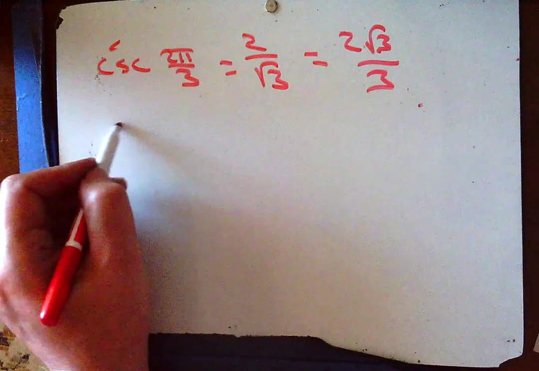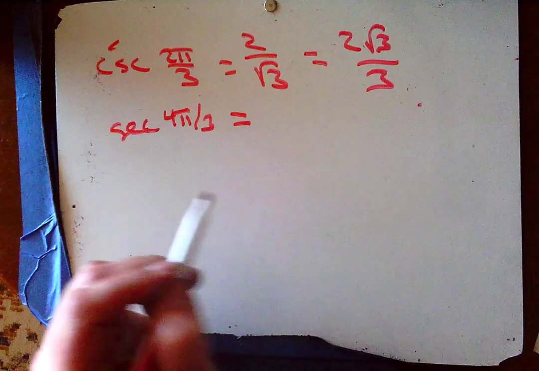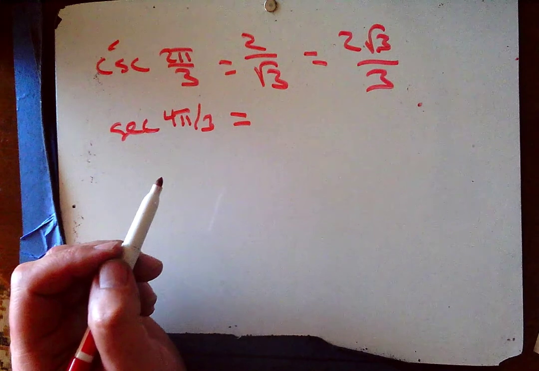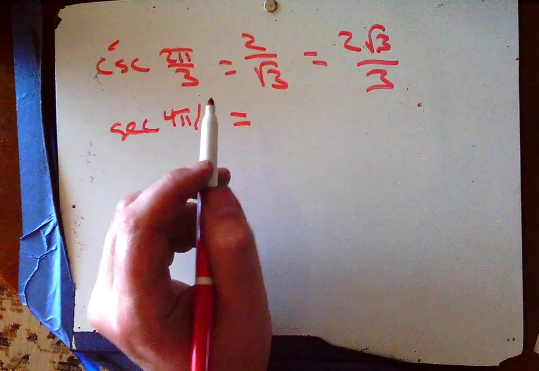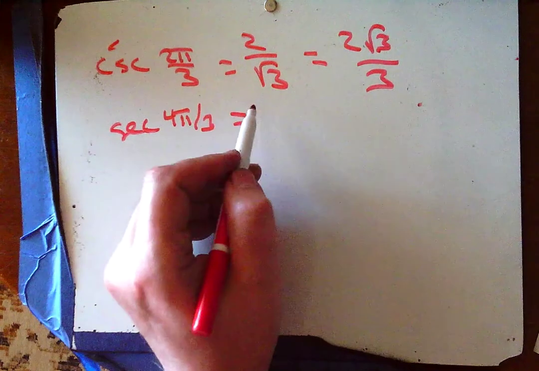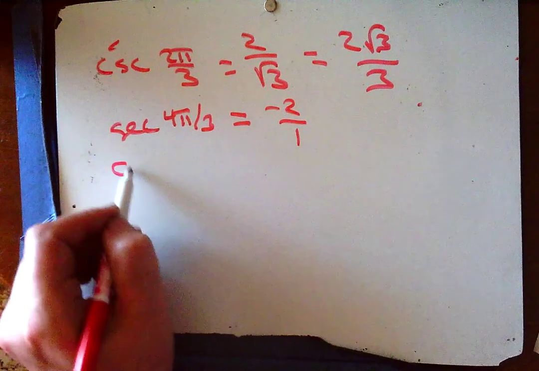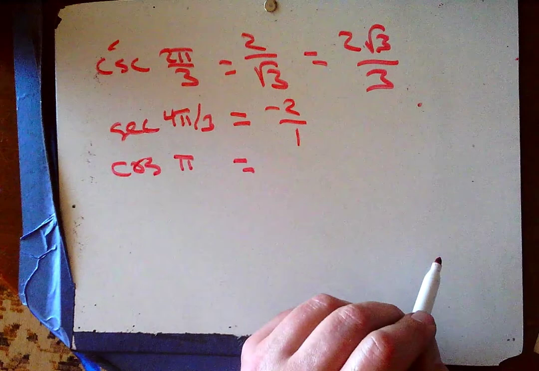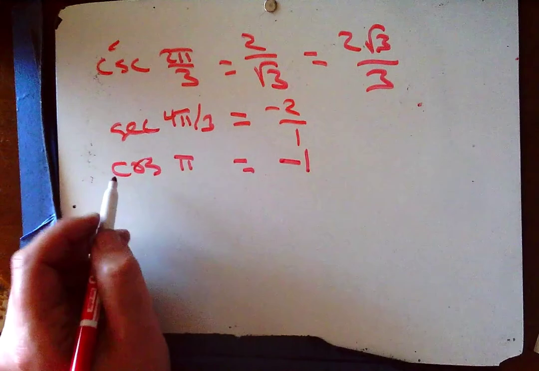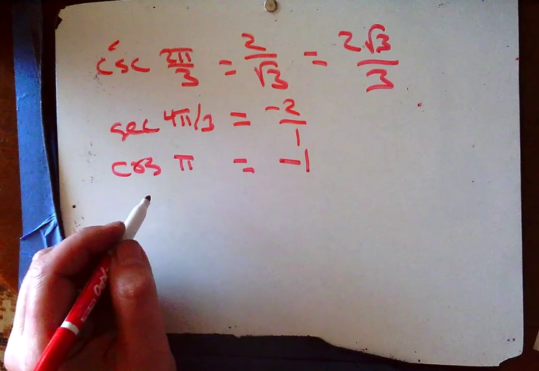Secant 4 pi over 3. 5, 4, 3, 2, 1. We know that cosine of 4 pi over 3 is negative 1/2. So negative 2 over 1 would be the secant of 4 pi over 3. How about the cosine of pi? 5, 4, 3, 2, 1. Exactly, negative 1. We know cosine is the x value, and the x value for pi is negative 1 on our unit circle.